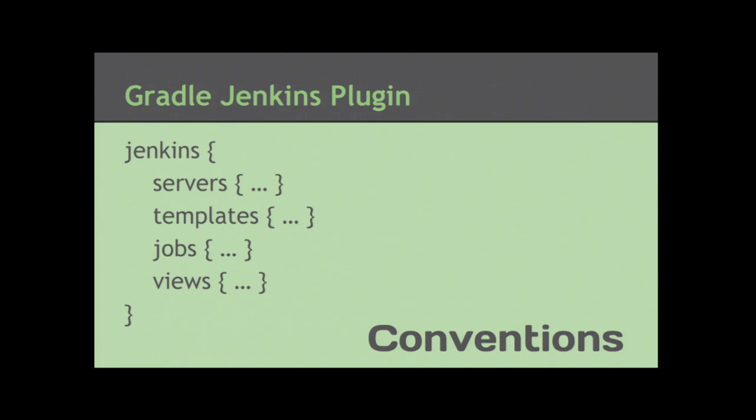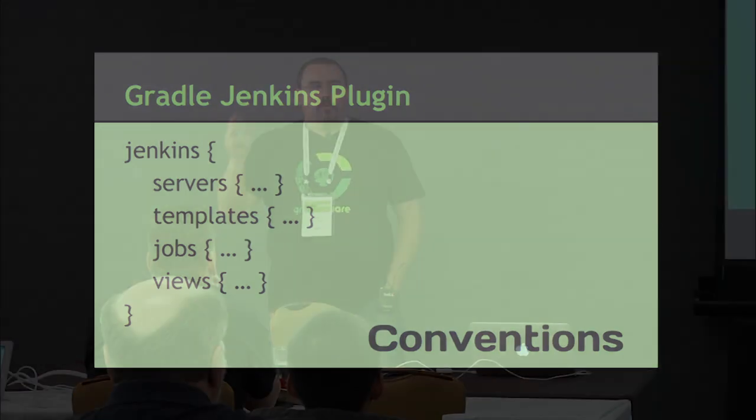All right. So some of the conventions that get added when you apply the Jenkins plugin. Now, I'm going to show you some of these examples. They're going to be very bare bones. When I get into the demonstrations, you'll see much more realistic configurations. So at a kind of 10,000 foot view, it applies this Jenkins script block.